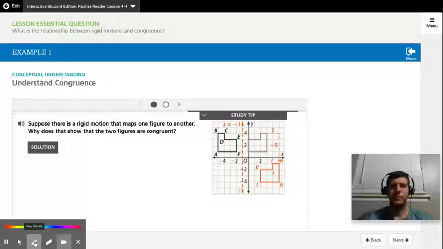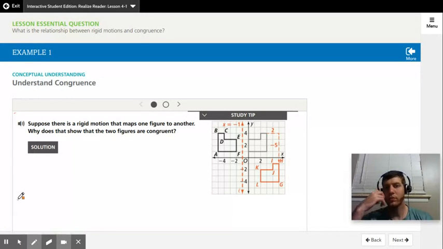Okay. So suppose there's a rigid motion that maps one figure to another. Why does that show that the two figures are congruent? Well, if you have a rigid motion, you're not going to change the size and shape of the figure. So all the corresponding parts are going to be the same length. All the angles are going to be the same. So your pre-image and your image are going to be congruent. So with a rigid motion, the pre-image and the image are going to be congruent.